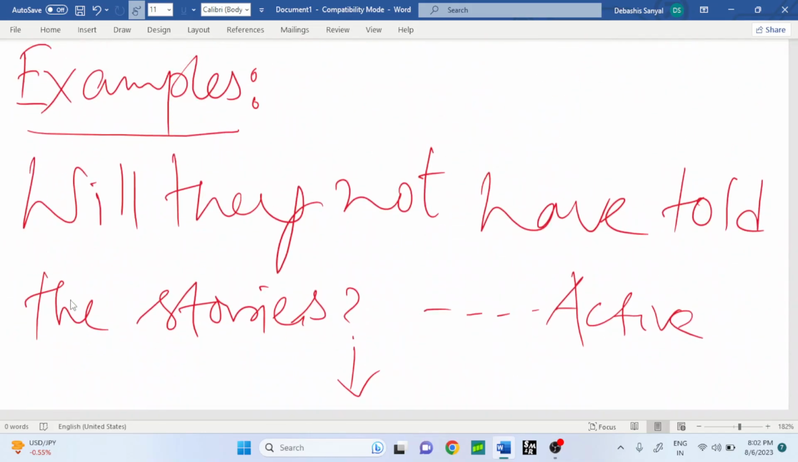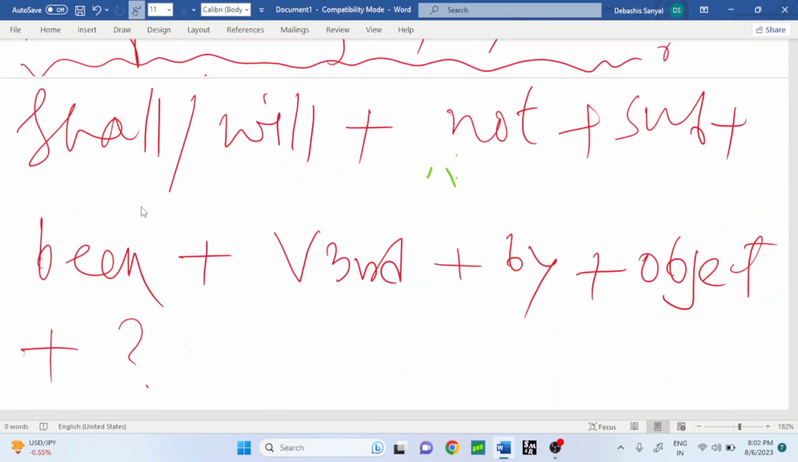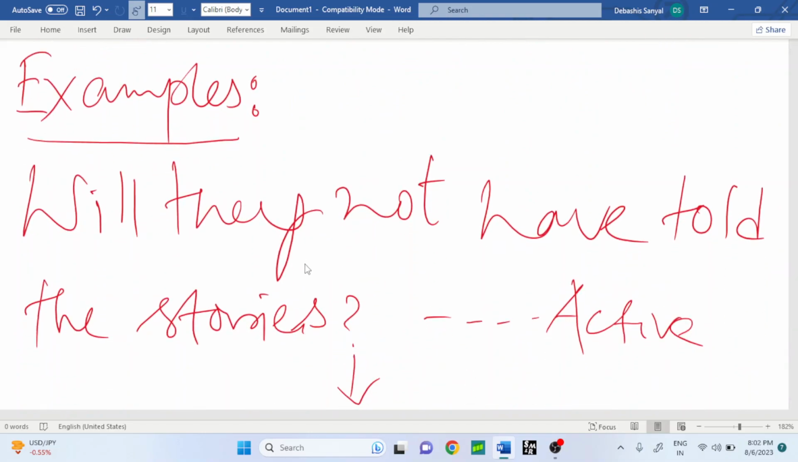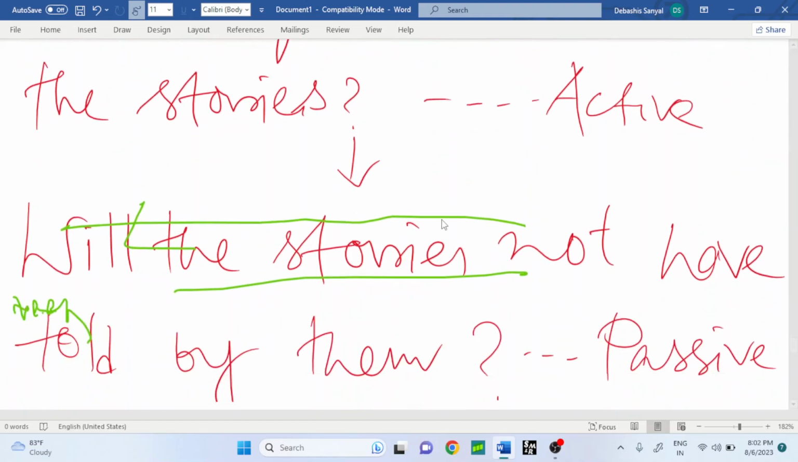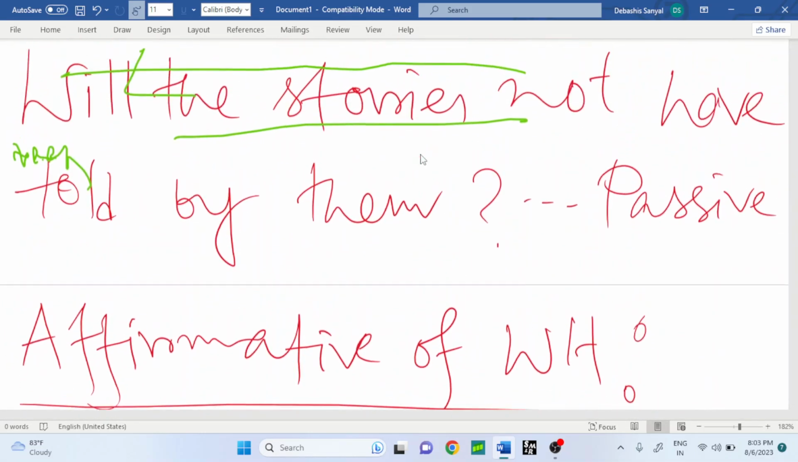Passive one. What I have said regarding this aspect: shall, will, then not, subject, been, third form of the verb, by object. And remember, if it's a noun subject in the passive, then not should be used before the subject. And if it's a pronoun, then the not should be placed after the pronoun, in the passive sense.